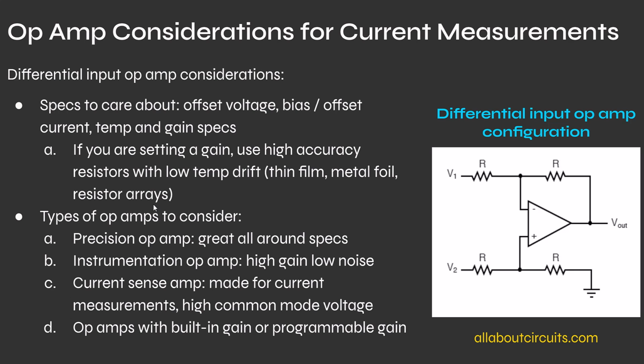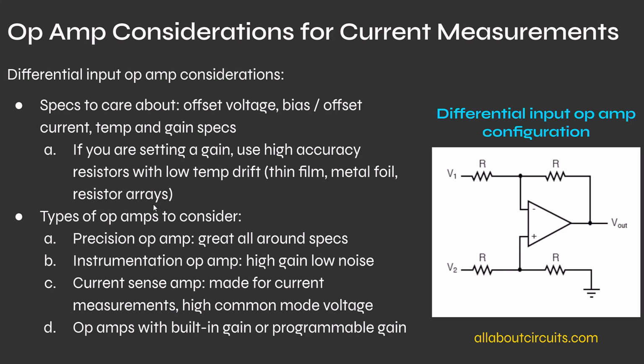They also make op amps especially for current sense. So that's the exact application we're talking about. So these are another one to consider. Now, one of the differentiators of a current sense amp is that they're often made to handle high common mode voltages.